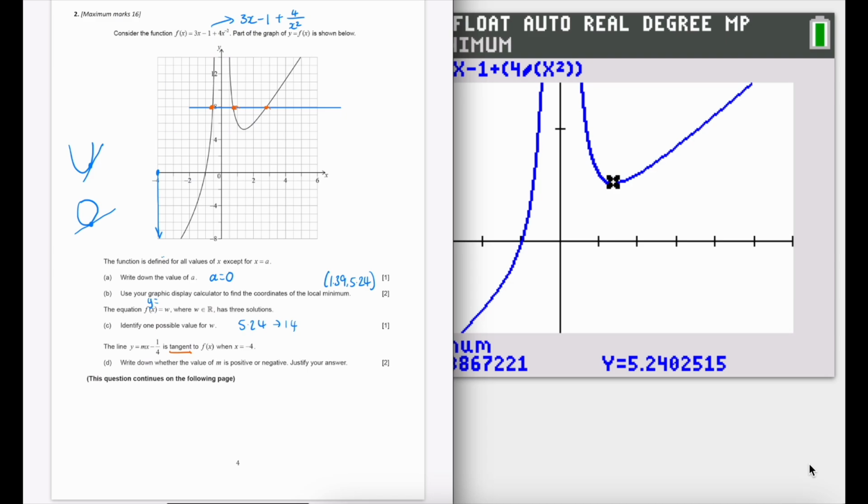So somewhere, if I continue this graph here, my tangent is going to be positive. We can see there it's a positive gradient, and therefore all we're interested in is writing down positive or negative and giving a reason. And even just explaining that the drawing is on the graph there would be enough. But we can see that the function is increasing at that point, and therefore it's a positive gradient.